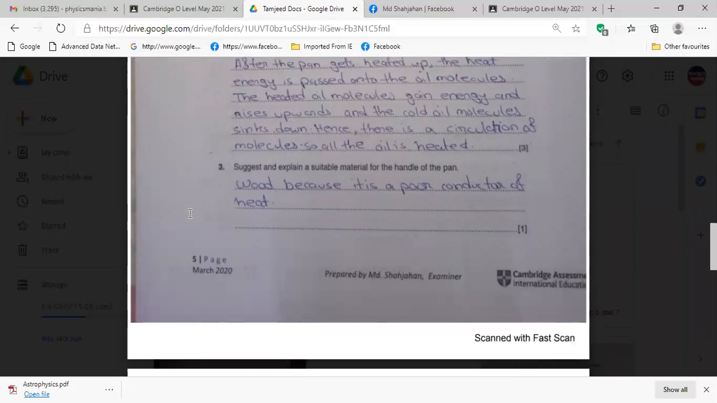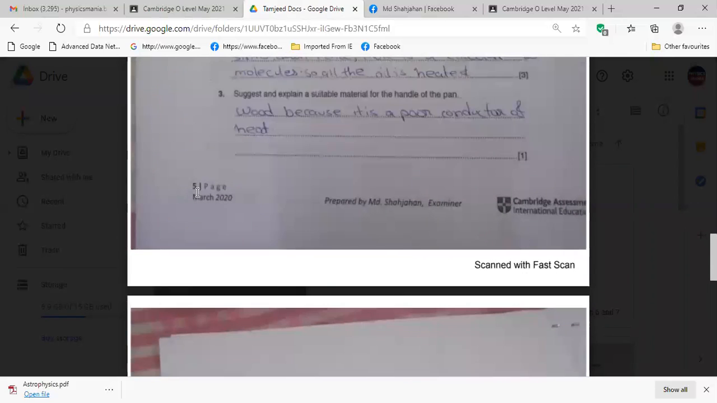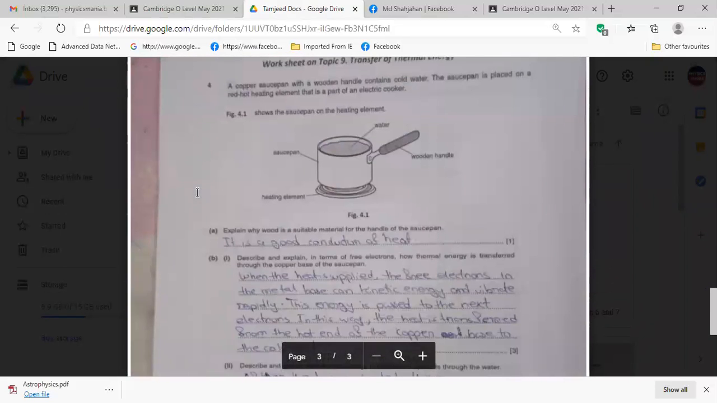Suggest and explain a suitable material for the handle of the pan. Any insulator you can write. No problem. Then explain why wood is a suitable material for the handle of the saucepan. It is a wood.